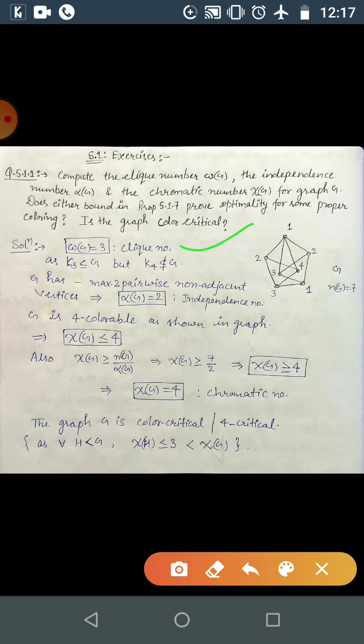Now come to the independence number. The independence number is the size of the maximum set of vertices that are pairwise non-adjacent, or mutually non-adjacent. So how many vertices can be maximally pairwise non-adjacent? If you take one vertex at a time, it is obviously non-adjacent to the others, so it is trivial.